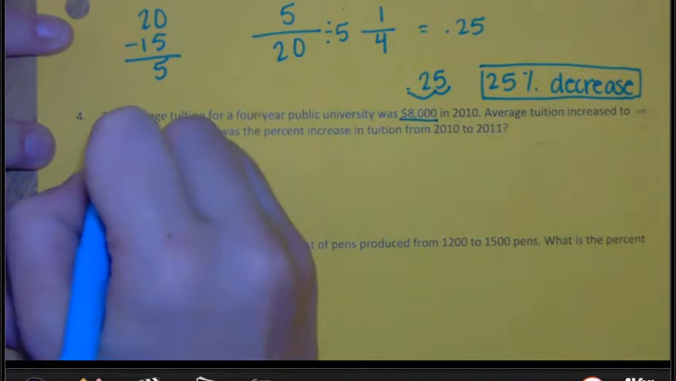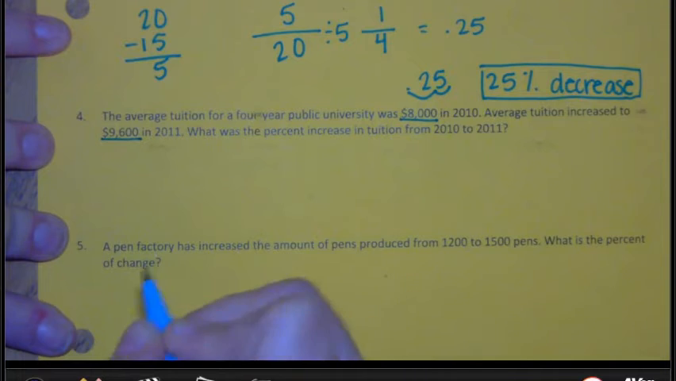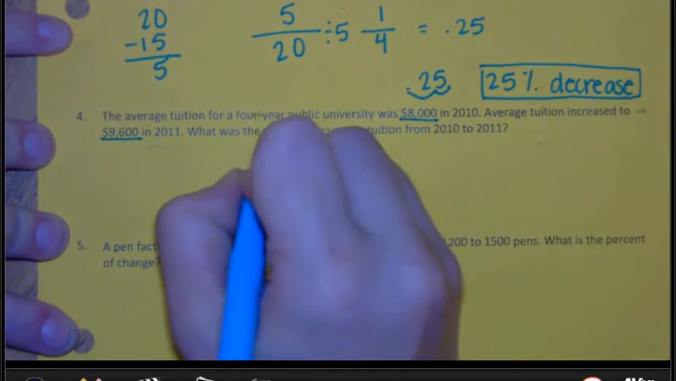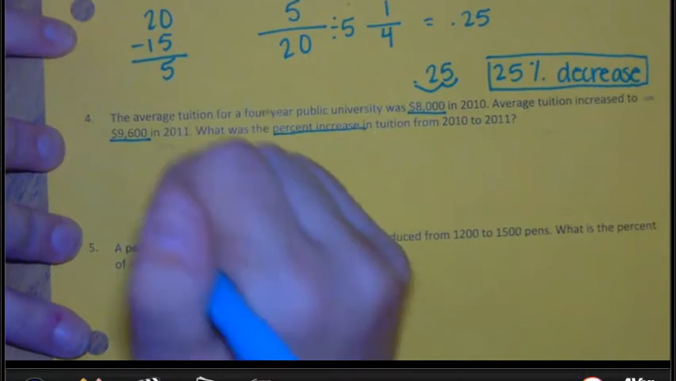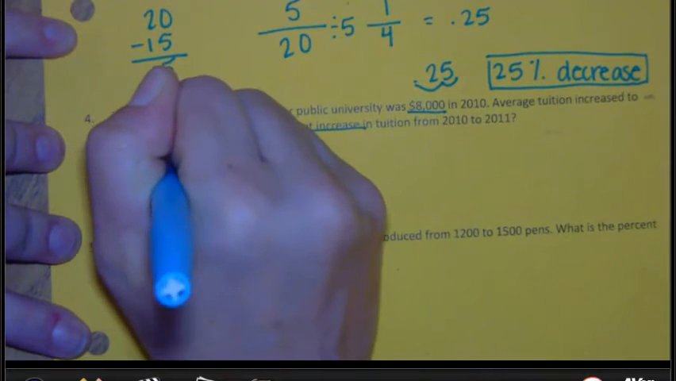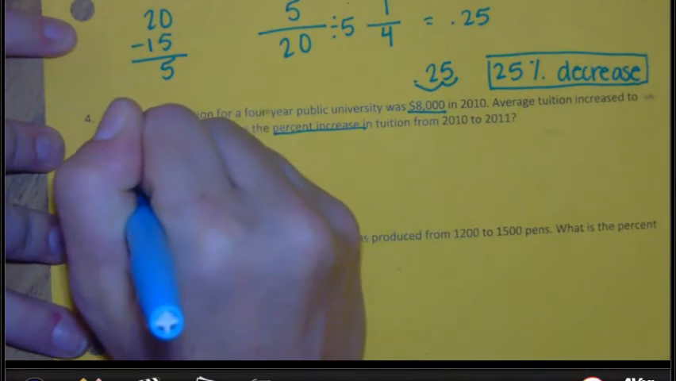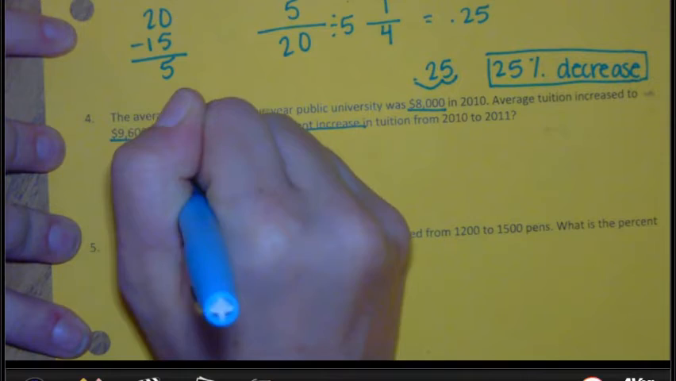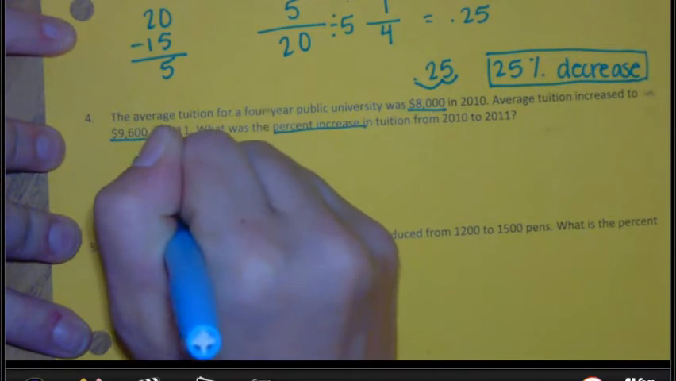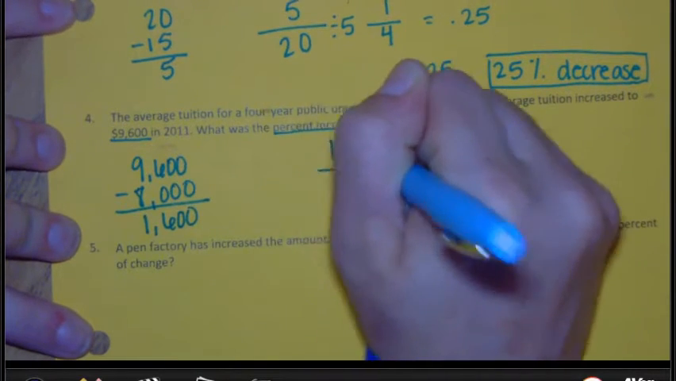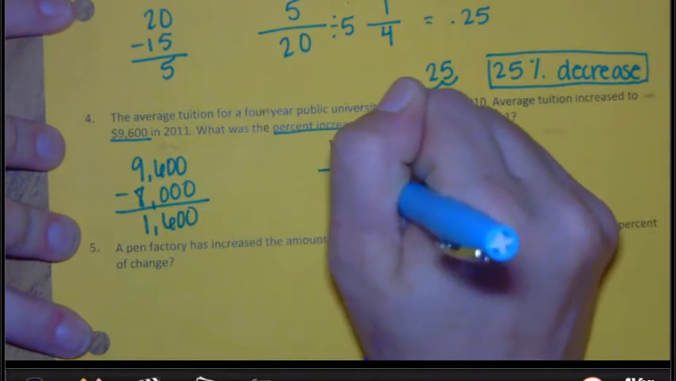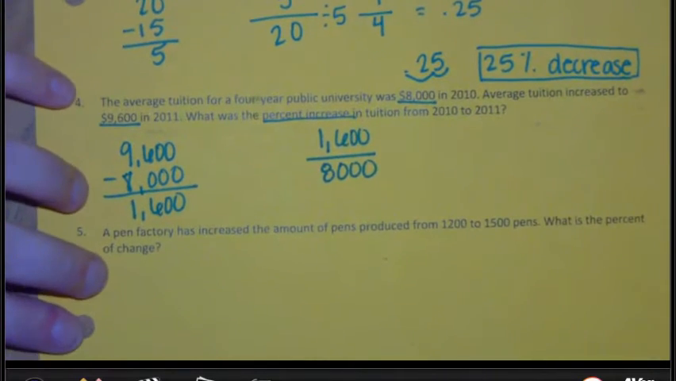All right, number 4, the average tuition for a 4-year public university is $8,000 in 2010. The average tuition increased to $9,600 in 2011. What is the percent increase in tuition from 2010 to 2011? All right, find my difference. So 9,600 minus 8,000. My difference is 1,600. I'm going to place this over my original of 8,000.